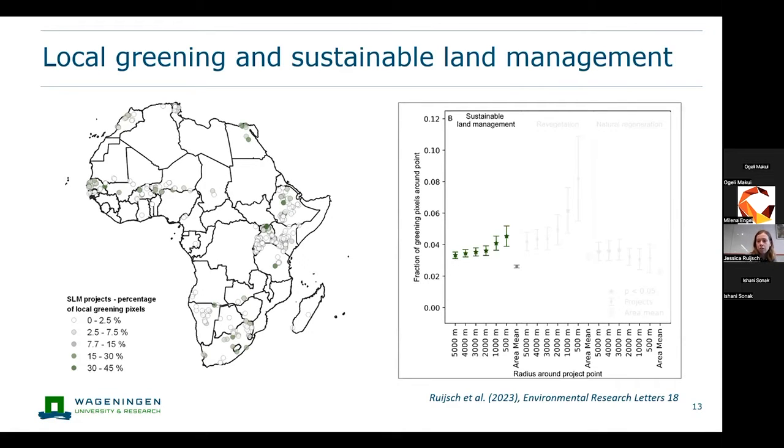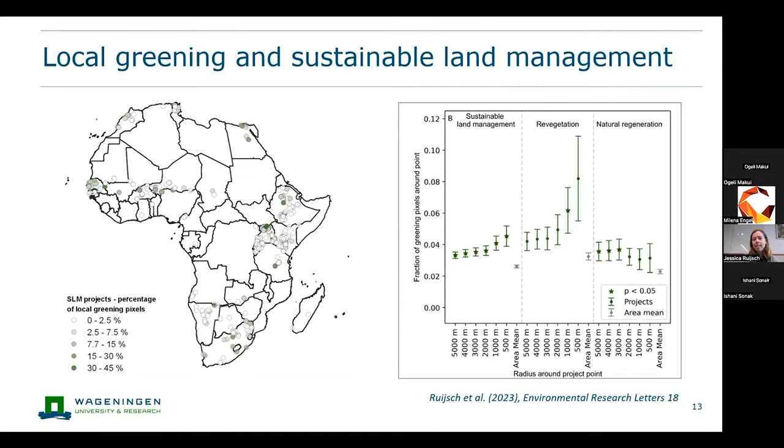And we used the WOCAT database because they have quite a lot of projects around Africa, but the problem is that they only provide point coordinates, so not the actual area of land restoration. So what we did, we looked at certain ranges around this point coordinate, and these are what you see, the green dots on the x-axis. So these are different ranges around this point coordinate. And then you see that if you compare the greening of these projects with a certain reference area, the greening at the projects is much higher than at the reference area.